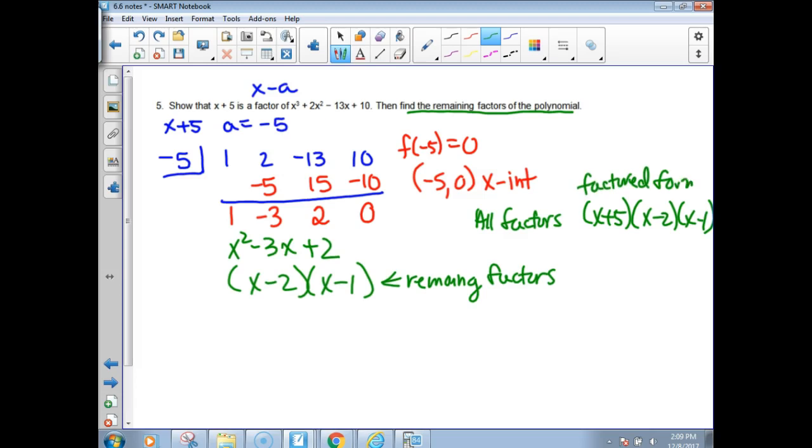Yep. You do need to know that, yes. Okay, so that original polynomial, x cubed plus 2x squared minus 13x plus 10 equals x plus 5 times x minus 2 times x minus 1.